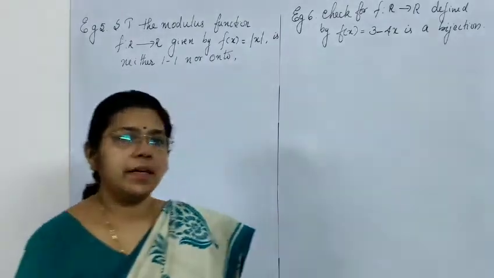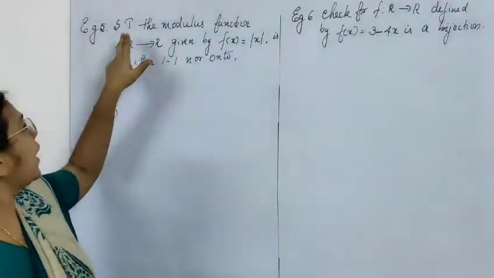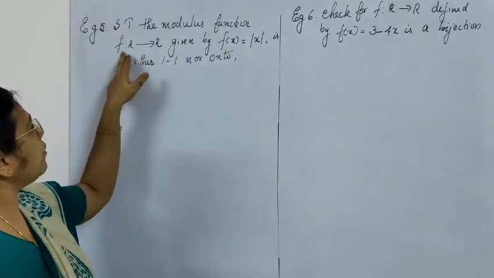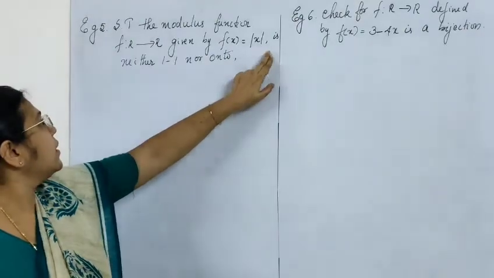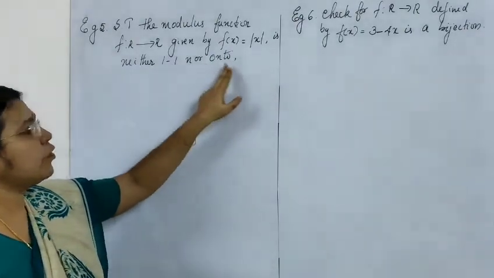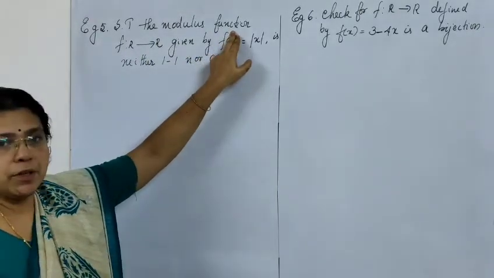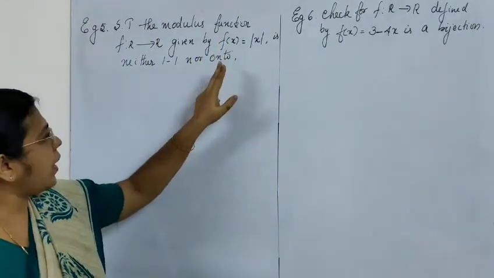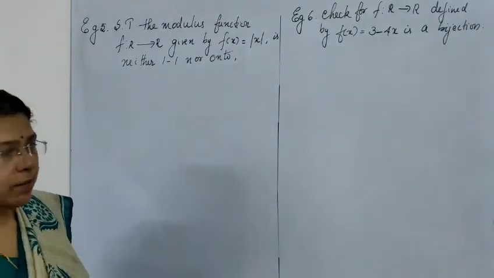Now let's consider another example. See the question. Show that the modulus function f from R to R given by f of x is equal to mod x is neither 1-1 nor onto. So, we need to show that the modulus function is not 1-1 as well as not onto. Okay, so coming to 1-1.